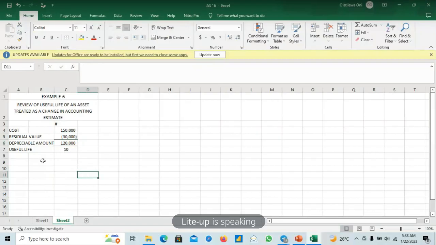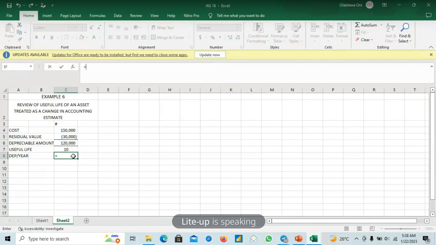So it is 120,000. Depreciation per year is going to be the division of these two. That is 120 divided by 10. So depreciation per year is 12,000. So we are going to have the table prepared here.